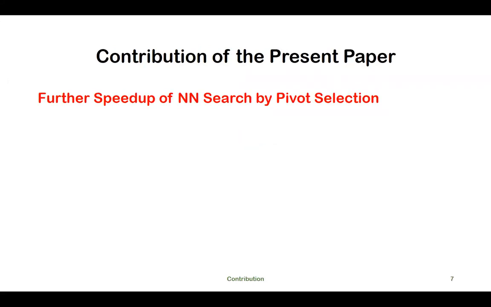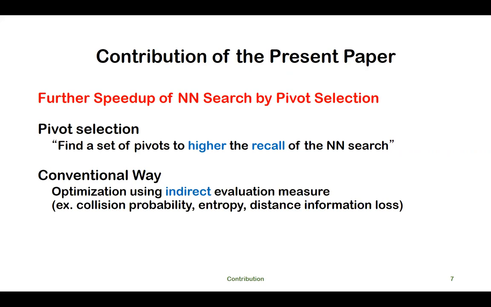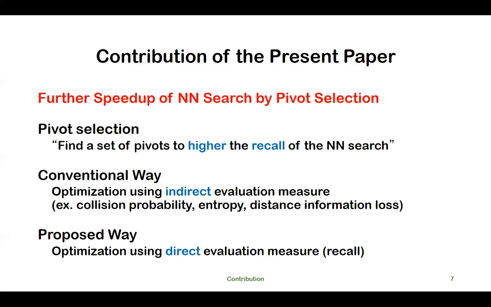The contribution of this paper is that we have achieved a further speed up of the nearest neighbor search by pivot selection. Pivot selection is to find a set of pivots that heightens the recall of the nearest neighbor searches. The conventional method performs optimization using an indirect evaluation measure. Indirect evaluation measures include collision probability, entropy, and distance information loss. The proposed method optimizes pivots using the recall rate of the nearest neighbor search itself as a direct evaluation measure.